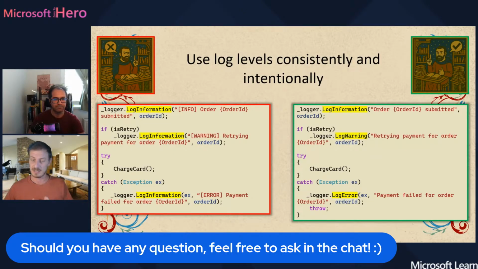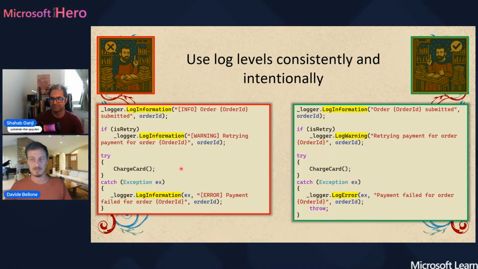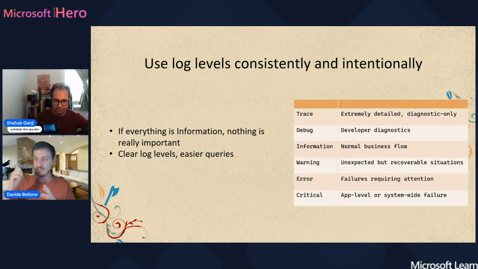One thing that I hated in a lot of companies is they lack the intentionality of using log levels. So everything is an information, everything is an error. And what I really hated, not in that specific company, but I saw it happen, was to log information and then in the message say, this is a warning. Why? Log levels exist for a reason. If everything is information, then nothing is really important. If everything is an error, then how can we pinpoint real problems? Clear log levels allow you to create easier queries, better queries.